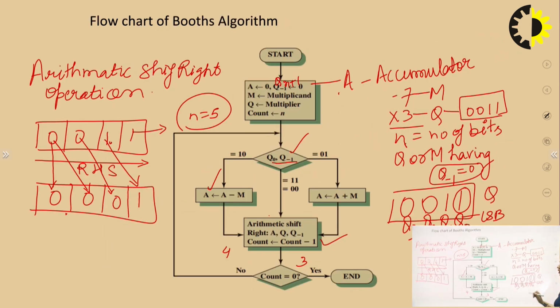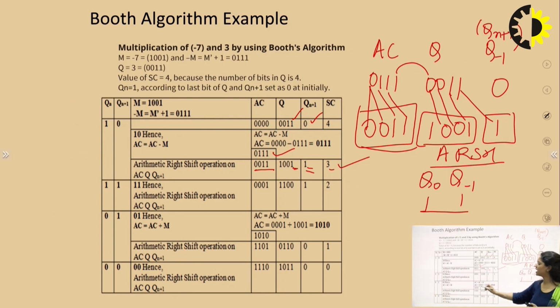And what we will do for 1 1: if the value of Q0 and Q minus 1 is 1 1, then we do not have to perform any addition or subtraction on the accumulator, and we do not update the value of the accumulator. We will only perform an arithmetic right shift operation. So here we directly perform a right shift operation. We move this 1 outside, it is discarded, and what will we get over here? We get this 1, and at the location of 1 we get 0, then again 0 over here, and then we get 1 over here.